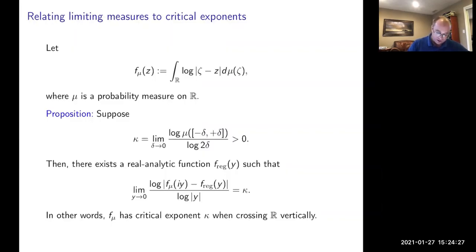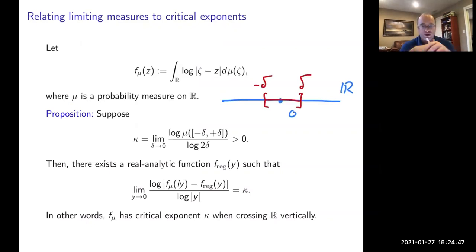And the proposition is, if you look at this limit of the measure of the short interval. So you've got, here's R, you look at 0, and then you take the short interval minus delta, delta. You take the measure of that short interval relative to the Lebesgue measure, but you do it with logarithms, then you can take this limit. This is called the pointwise dimension of mu. And so it's a very common definition.